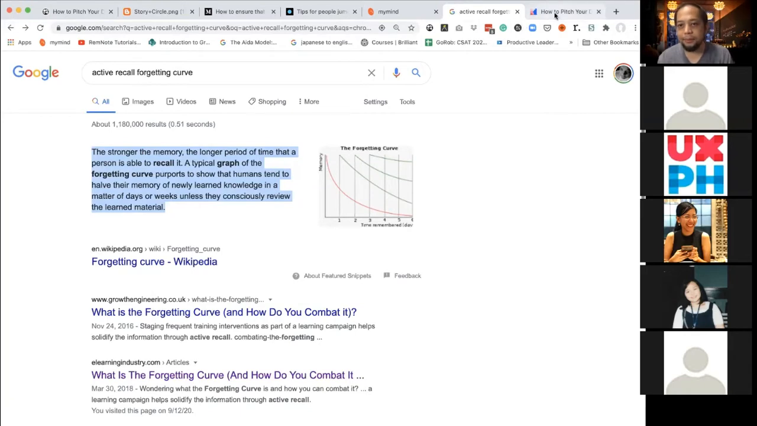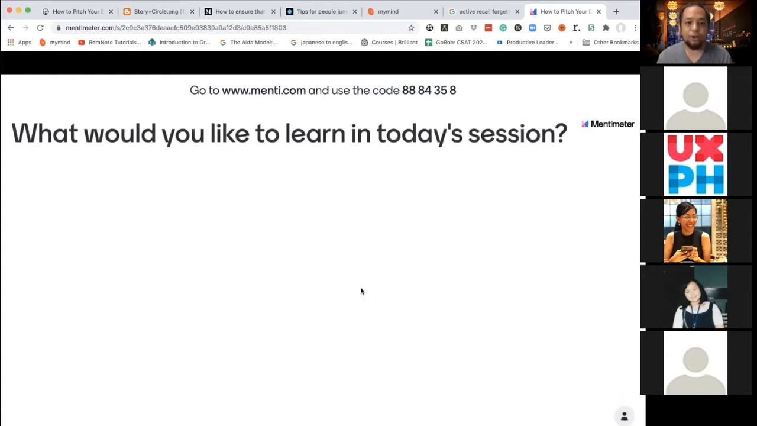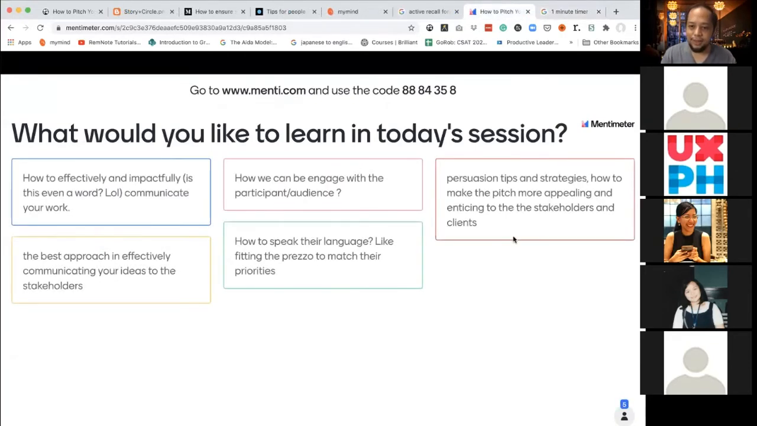Okay. So how to pitch your designs to stakeholders and clients. What would you like to learn in today's session in relation to our main topic? I do have some things in mind that I'm going to share, but I would rather tailor fit it to answer things that you are very interested in learning about. Okay. All right. Nice. How to effectively, impactfully communicate your work. How can we engage the participants, the audience? Persuasion tips and strategies.